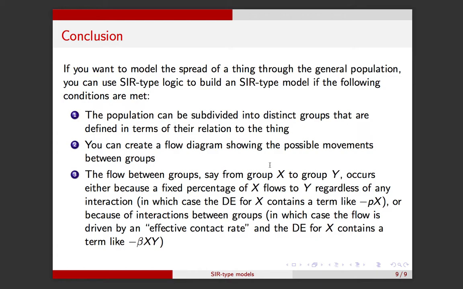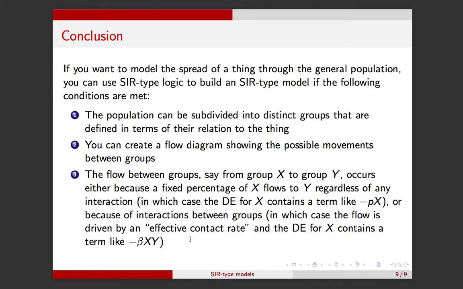The flows between the groups, say from group X to group Y, occur either because just some fixed percentage of X flows to Y on a given day or on a given time unit, regardless of any interaction, in which case you see terms like this. Or because the flow is determined by interaction between the groups. So you have a contact rate parameter. And again, sometimes the divided by n is just incorporated into this constant here. So you can write it either way.